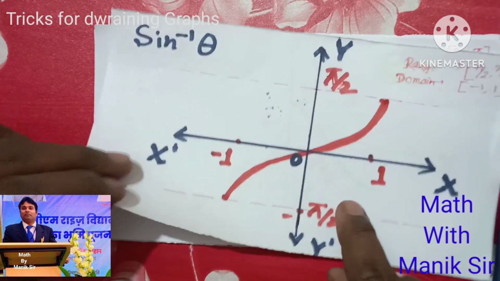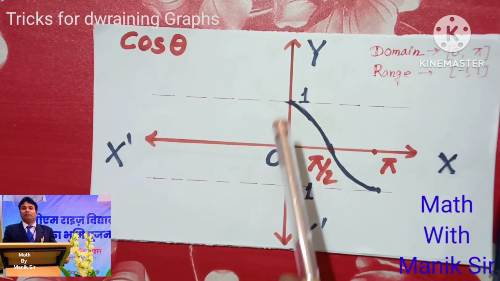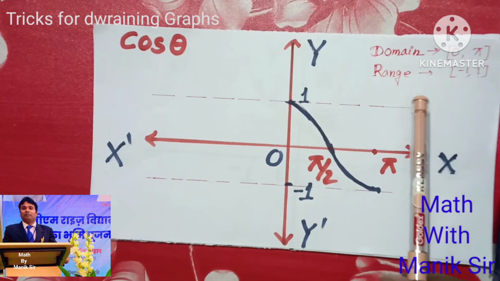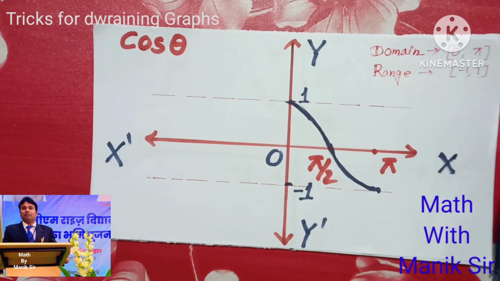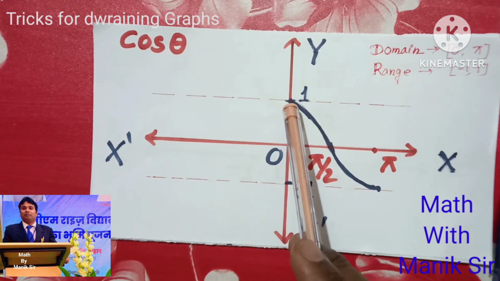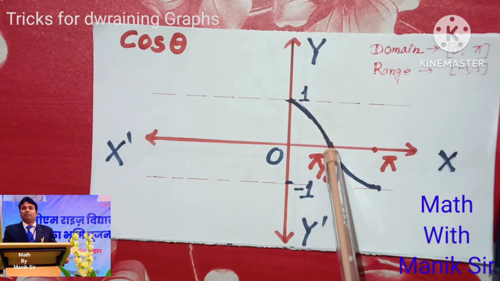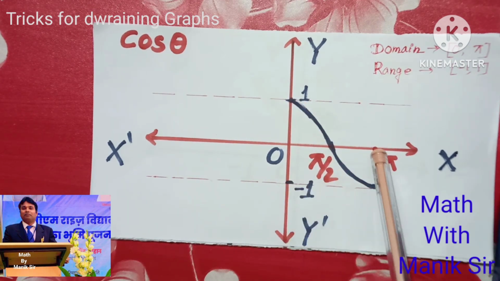So check the other trigonometric functions. As I know, the graph of cos theta looks like this. Domain is 0 to pi and the range is minus 1 to 1. So first I plot the domain on the x-axis, that is 0 to pi, and the range on the y-axis, 1 to minus 1. Now cos 0 is 1, as all of you know, and cos 90 is 0. So from 1 it reduces up to minus 1 at pi. So this is the graph of cos theta.